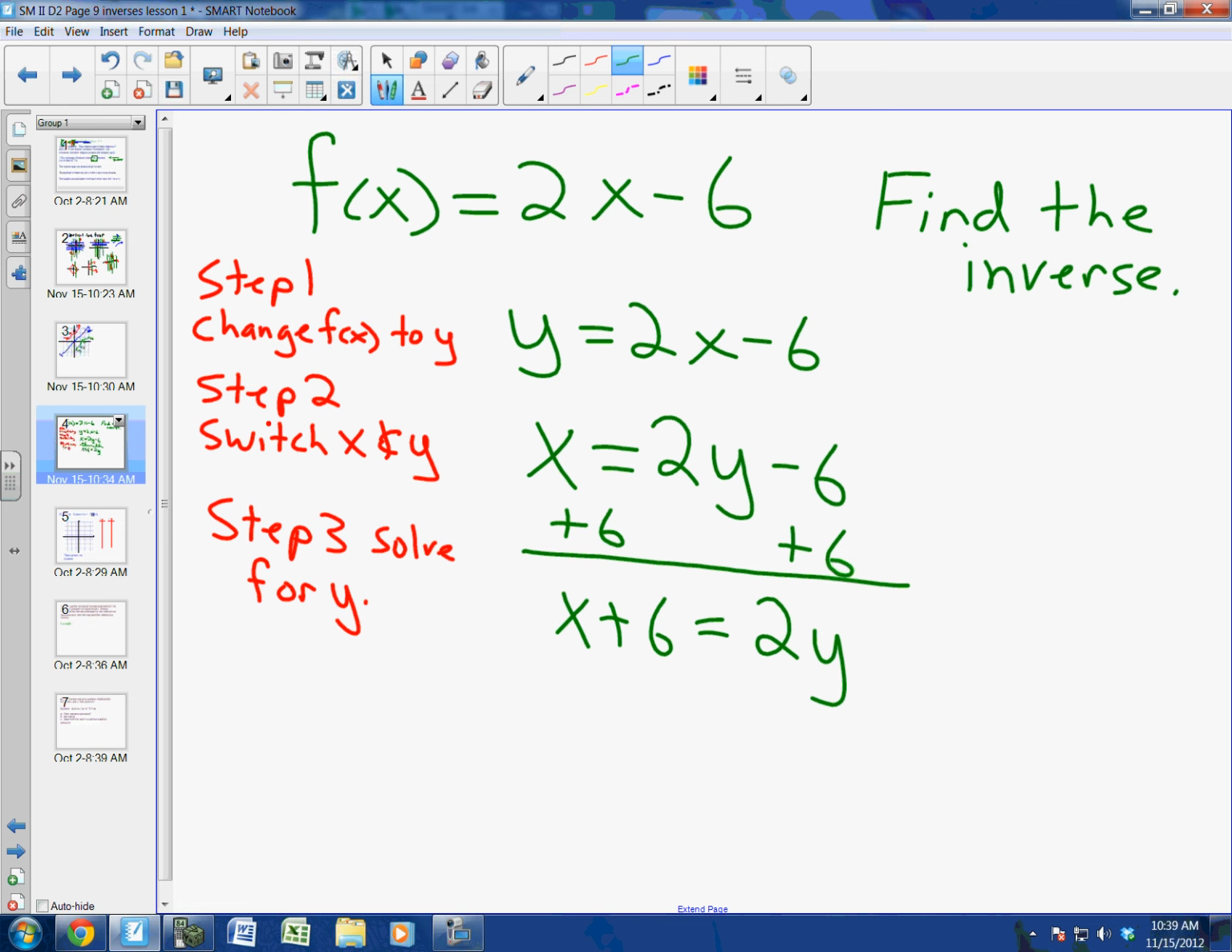No, because 6x means 6 times x. What am I doing right here? I'm adding. So it's x plus 6.